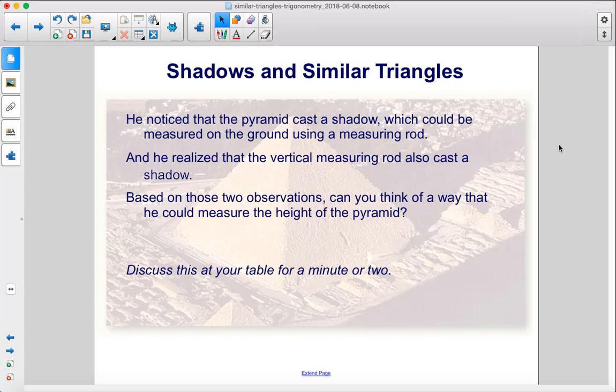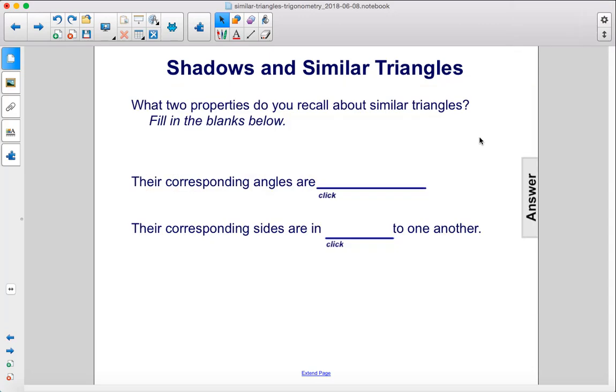He noticed that the pyramid cast a shadow, which could be measured on the ground using a measuring rod. And he realized that the vertical measuring rod also cast a shadow. Based on those two observations, can you think of a way that he could measure the height of the pyramid? What two properties do you recall about similar triangles? Their corresponding angles are congruent, and their corresponding sides are in proportion to one another.